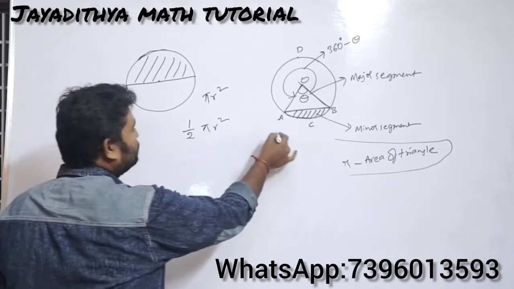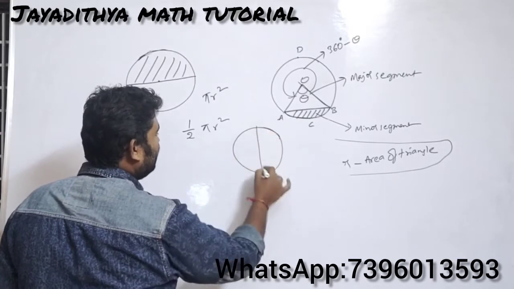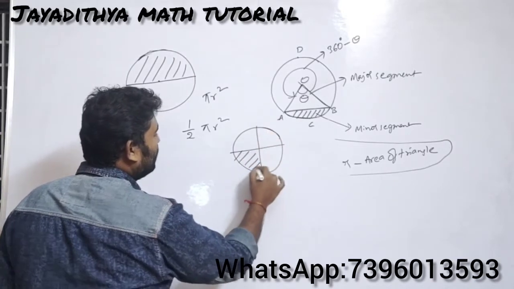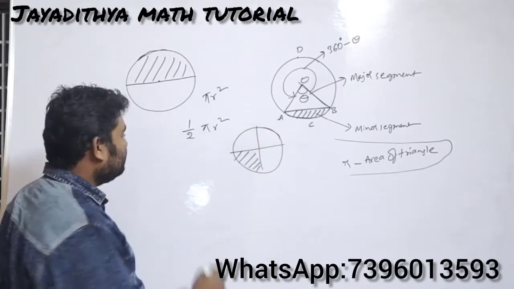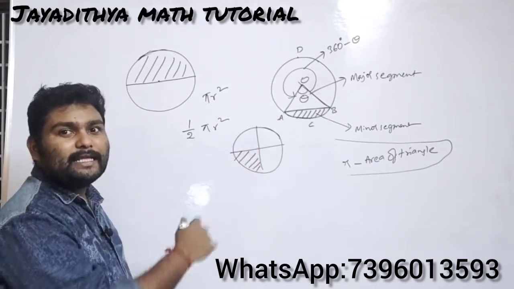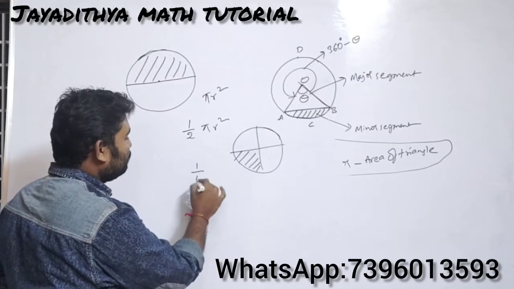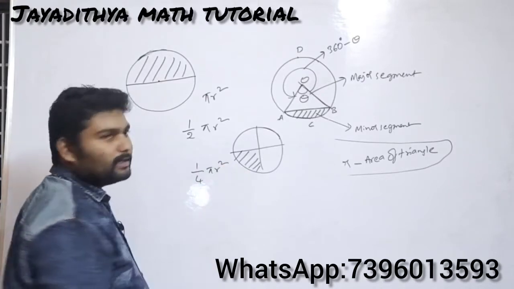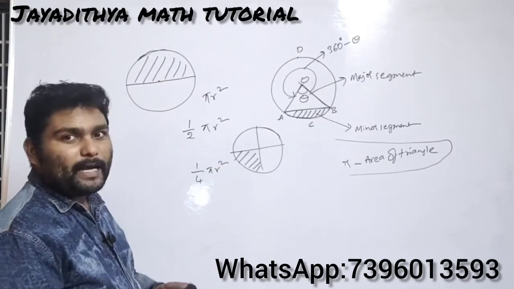And if the circle is made into 4 parts, and if I ask you what is the area of this quarter circle, what will you tell now? The circle area is divided into 4 parts, and in that we need 1 part. So that will be equal to 1 by 4 pi r square.